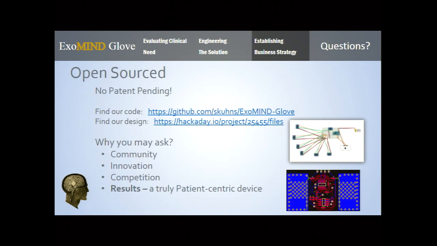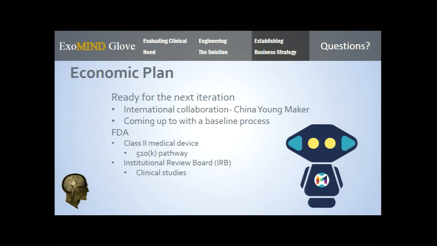Now, this leads into our real goal, which is to create a truly patient-centric device. Going off that, our future economic plan is to get ready for our next iteration. We have a team we're collaborating with in China called the Young Makers, and they challenged us to get our EMGs as accurate as possible and also to create a process so that we can find a baseline of range of motion and strength of motion for any individual.